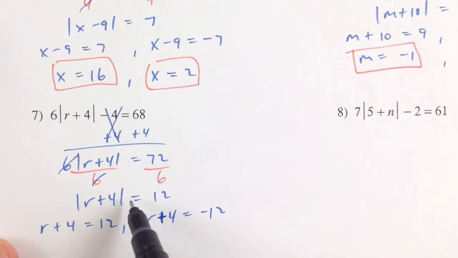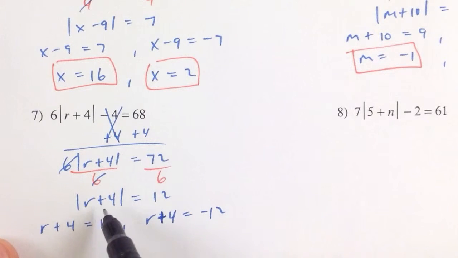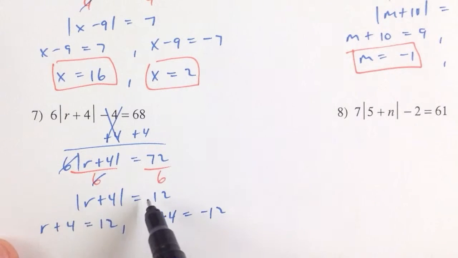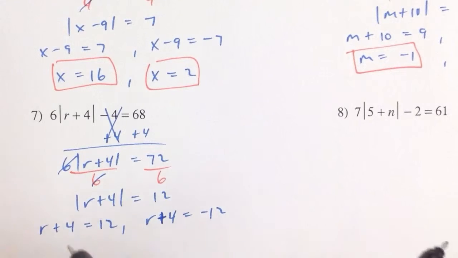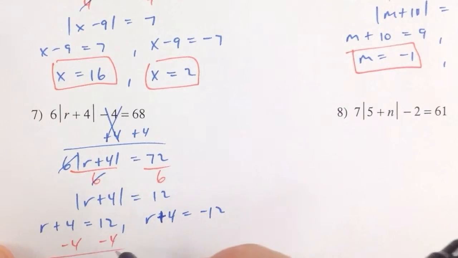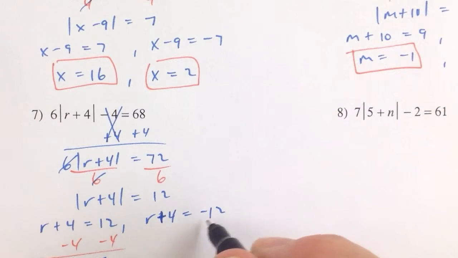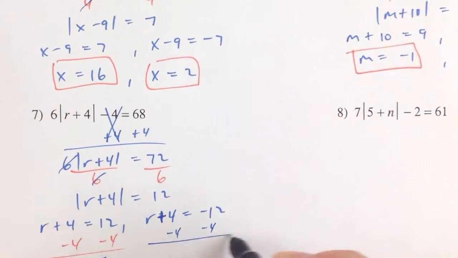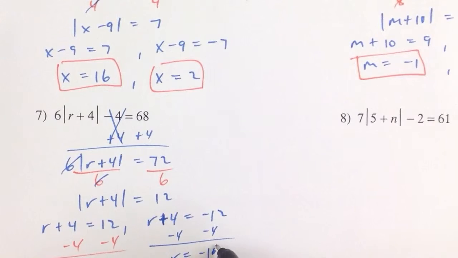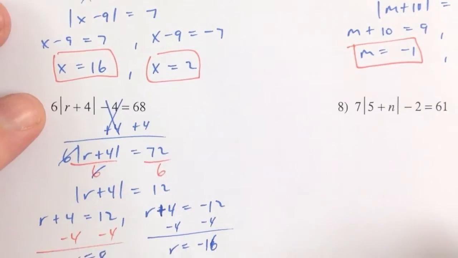If by chance you had r plus 4 equals a negative number in the absolute value bars, that would have no solution. Okay, subtract 4 from both sides, and we get r equals 8. And subtracting 4 from both sides over here, we get r equals -16.